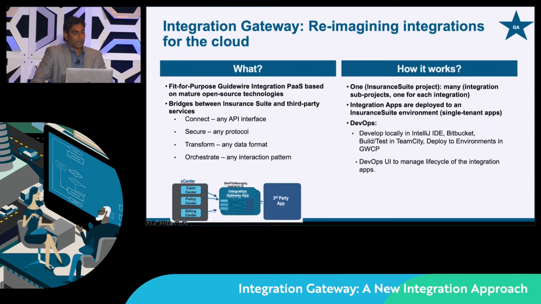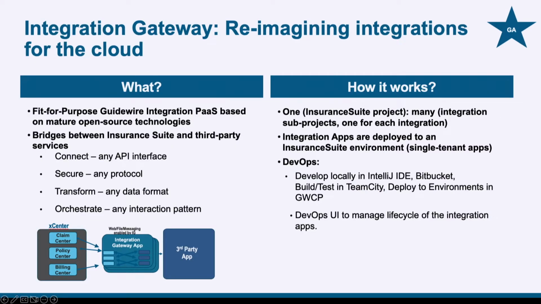So how do we address these challenges? This is why we are building this fit for purpose integration path based on the Camel framework, and we'll talk about the Camel framework. The integration gateway, like we were saying, is a mediation layer. It helps you bridge between the InsuranceSuite and your third-party services. I just want to let that sink in. We're not talking about the integration gateway being a replacement for your middleware infrastructure. It's not about mediating any app in an enterprise to any app in an enterprise. This is about bridging InsuranceSuite with a third party. That's what the mediation layer is about.